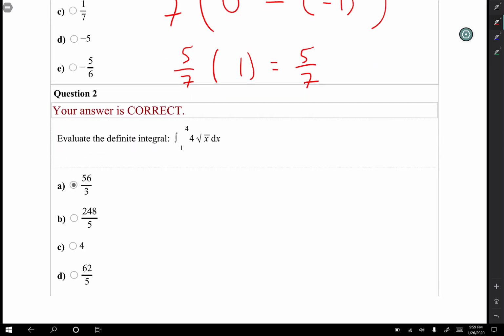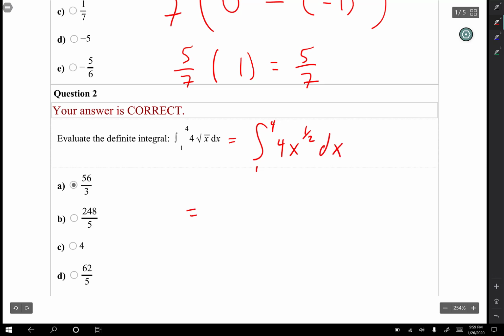All right, next one. So before you do this one, guys, I would rewrite this as an exponent. So integral from 1 to 4, and you can actually put the 4 on the outside if you want. I'm going to keep it 4 times x to the 1/2, and then put the dx, and now we're ready.